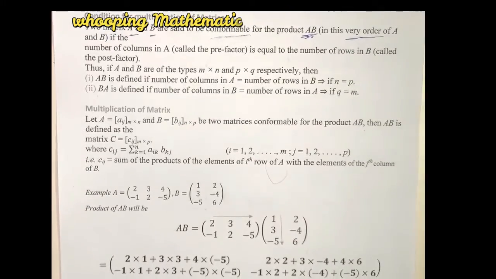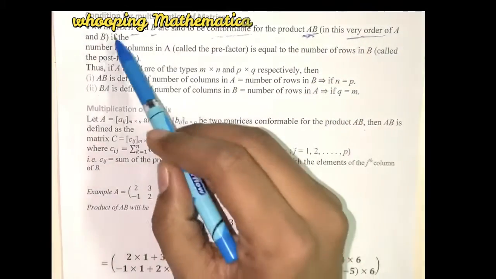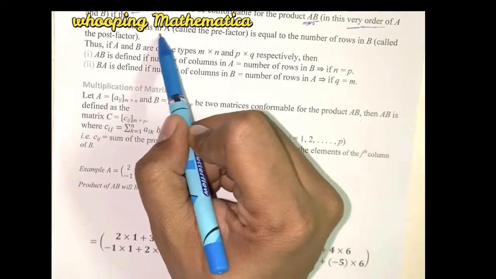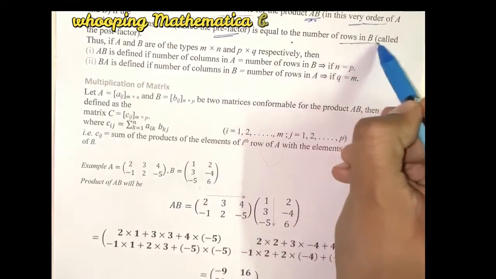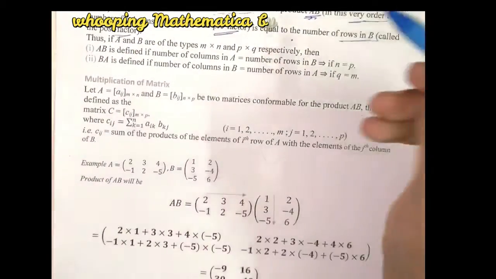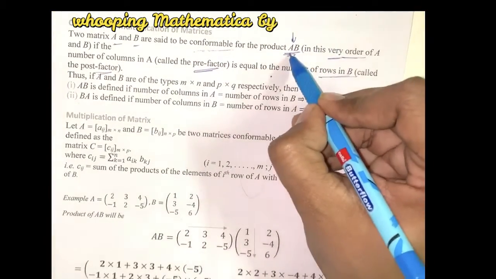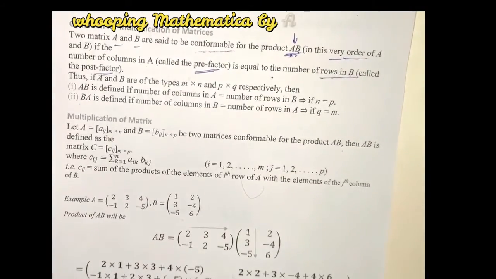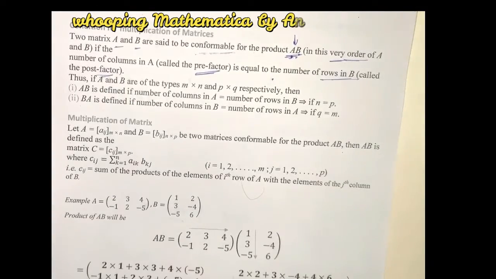Fine. So they are conformable for the product AB in this very order of A and B if the number of columns in A, called the prefactor, is equal to the number of rows in B, called the postfactor. A is known as the prefactor and B is known as the postfactor. So the number of rows in the postfactor should be the same as the number of columns in the prefactor.